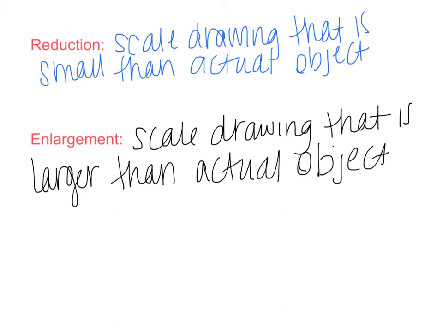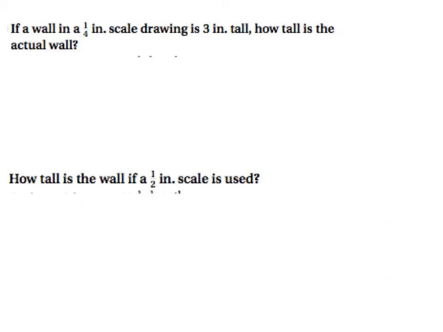There are 2 more definitions that we need to get down. The first one is reduction, a scale drawing that is smaller than the actual object. For example, if I give you a building and I ask you to draw a scale drawing of it, your drawing would obviously be smaller than the building. The second one is enlargement, a scale drawing that is larger than the actual object. So if I ask you to draw a bug, and I want it to be on a larger piece of paper, you can draw that bug bigger than it is in real life. So let's try a few more examples.